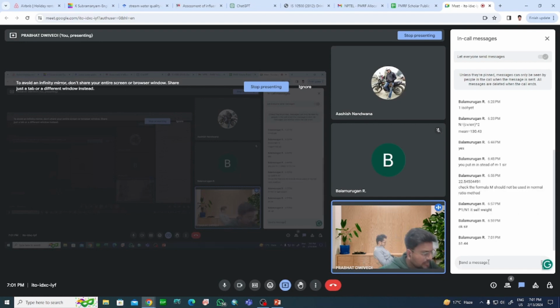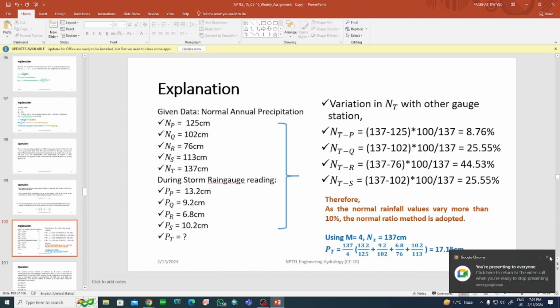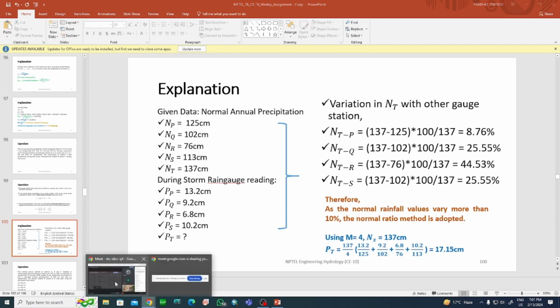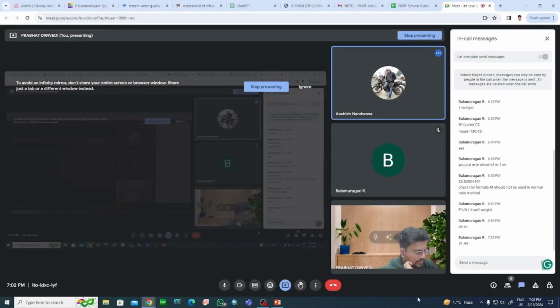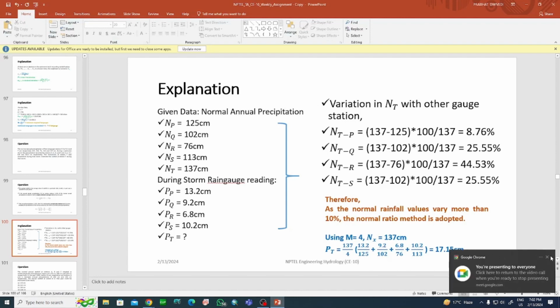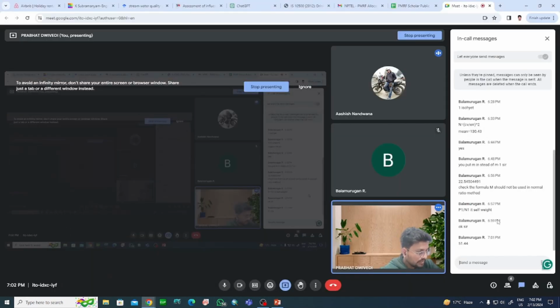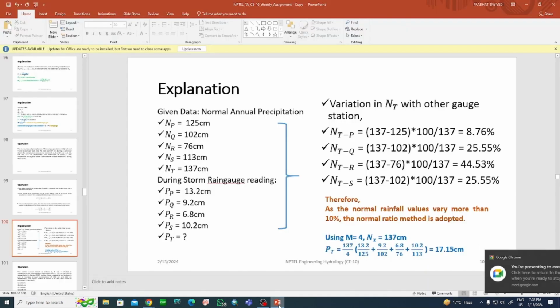Okay, he's saying he's getting the value of 51.44. No, it won't be possible, I guess, because it is coming from the data we already have. It should be 12.32 centimeter. Yes, you are correct a little bit. But still I don't have a confirmation, so I was waiting for Balamurugan's reply. Balamurugan, I don't think it should come 51 something. 51 centimeter is too much. It should be in the range of the other values only.